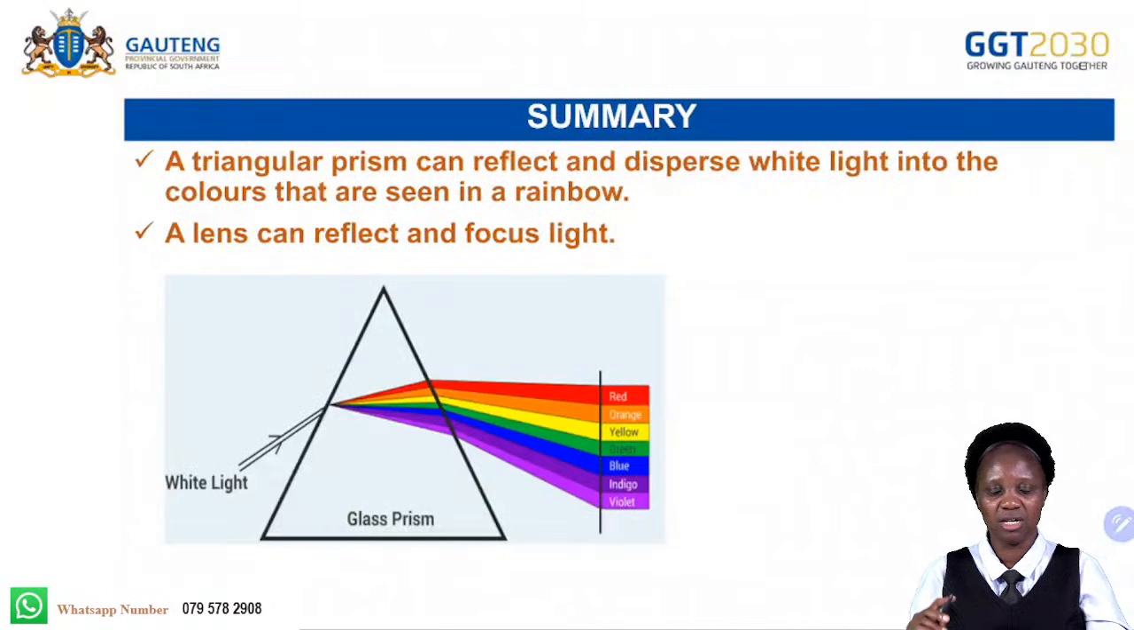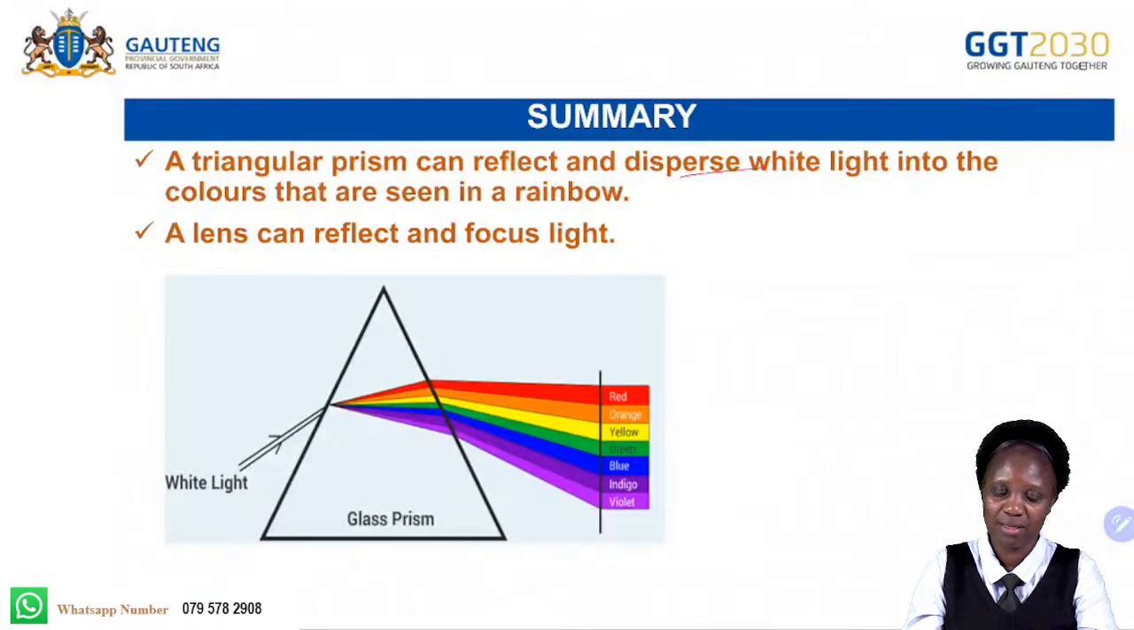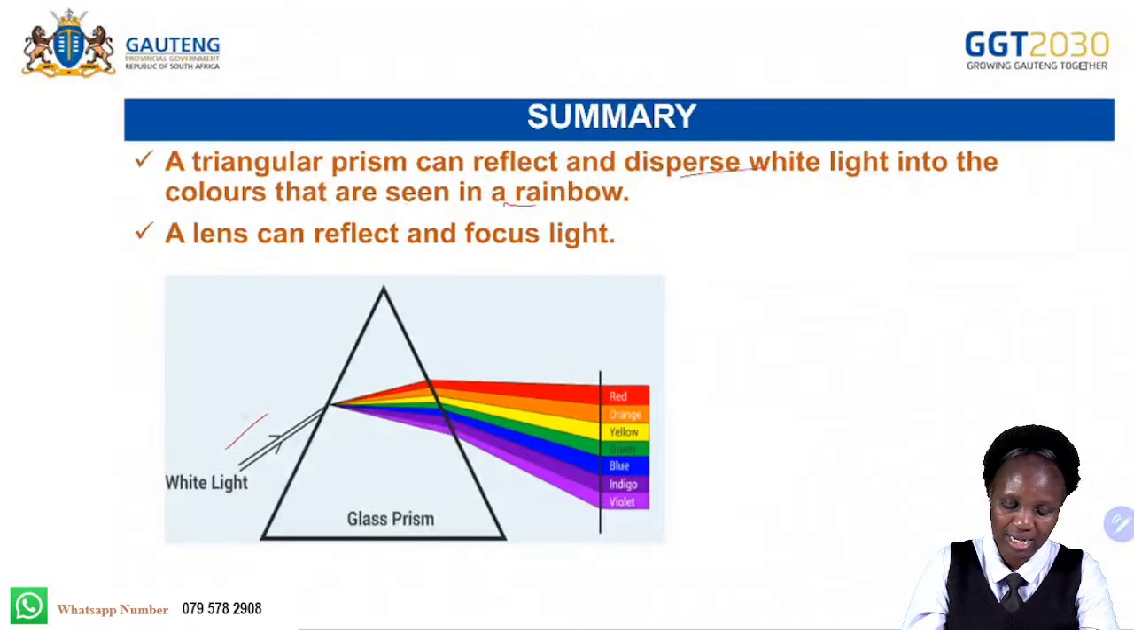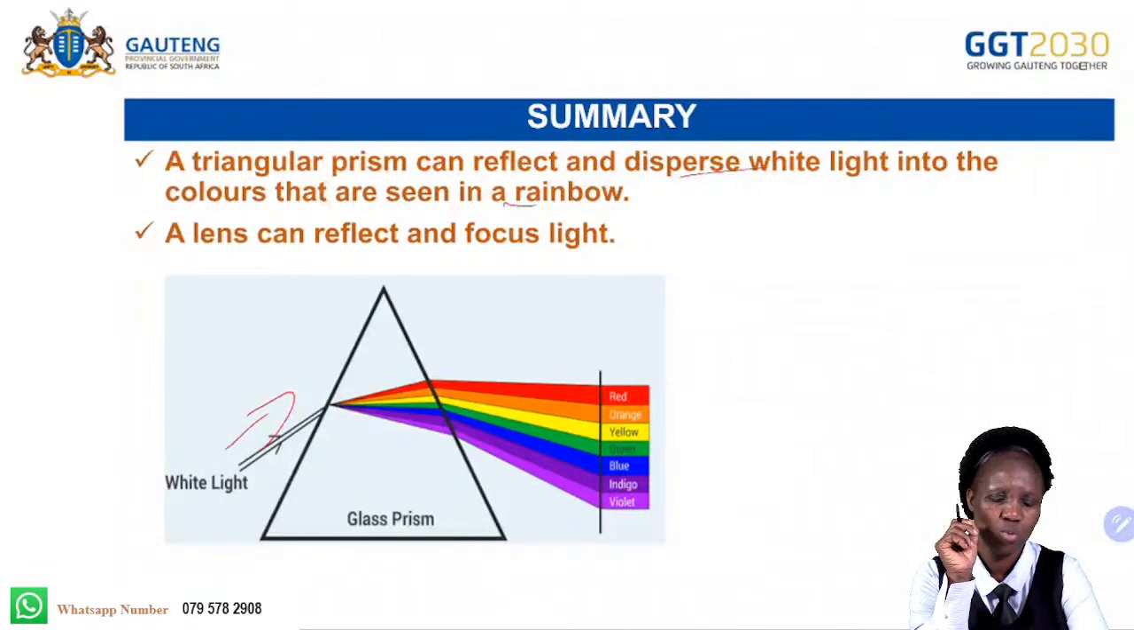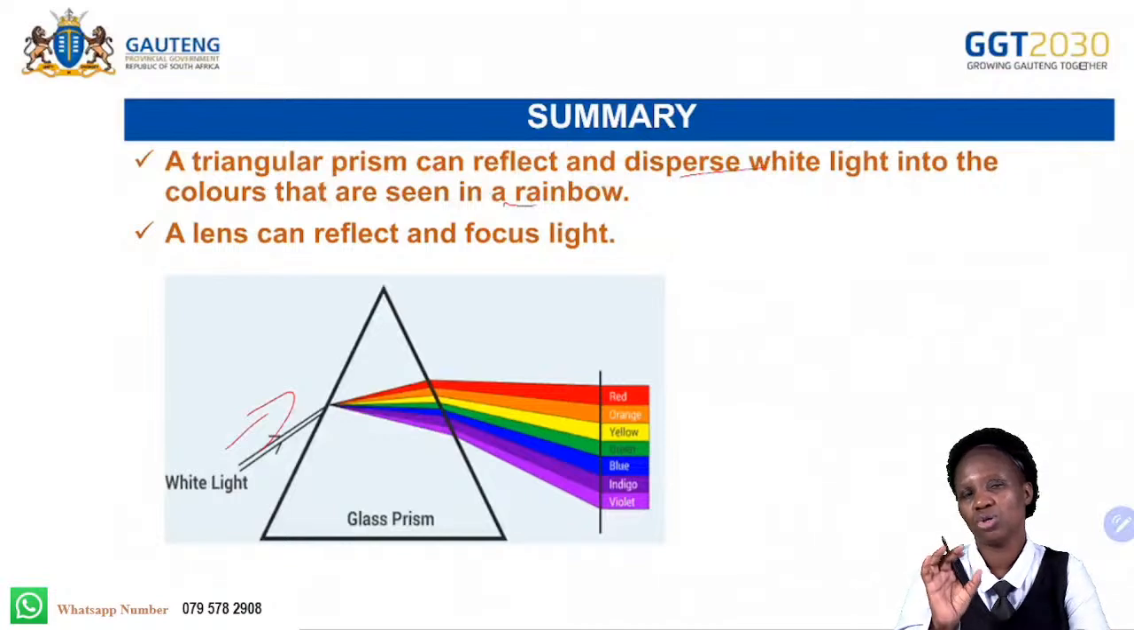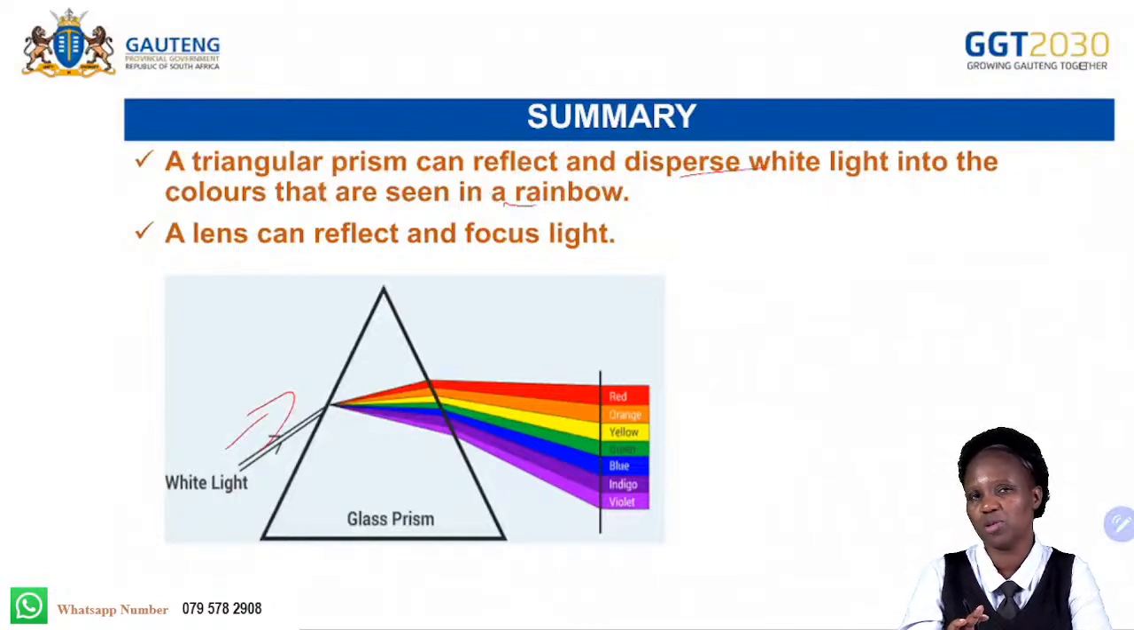And then a triangular prism can refract and disperse white light into the colors that are seen in the rainbow. All right. Why are we saying this? This is the white light that is coming in. Do you know what is white light? Maybe some of you don't understand what white light is. When we're talking about white light, we are talking about the colors of the visible spectrum. We are talking about the colors of the rainbow.